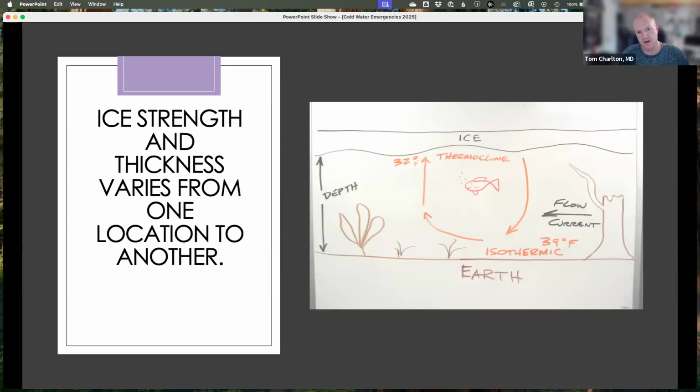The ice strength and thickness varies from one location to another. The greater the depth, the more likely ice is going to be able to form because the Earth is pretty close to isothermic down at the bottom of this area in a normal pond. It's about 39 degrees Fahrenheit. And so what's happening is the water is kind of recycling. It's going from the surface that's 32 degrees back down to the 39 degrees and continually getting reheated. Well, if that distance is far enough, then it's not going to have a chance to get warm enough, and that's when you get ice beginning to form.